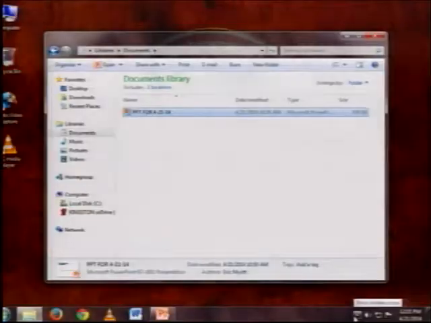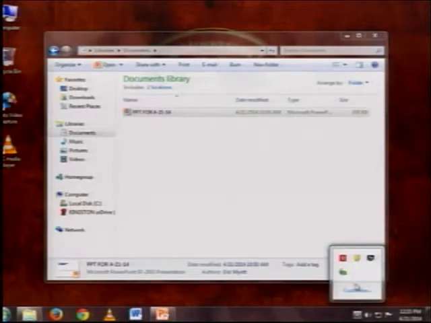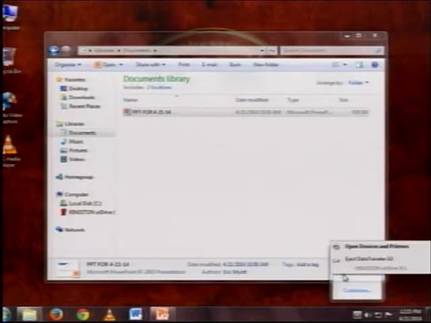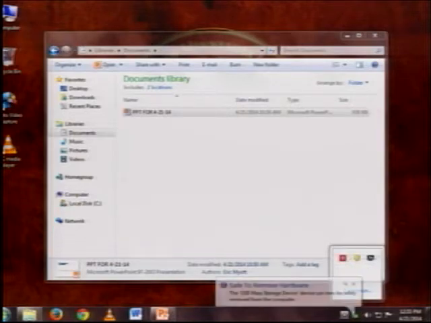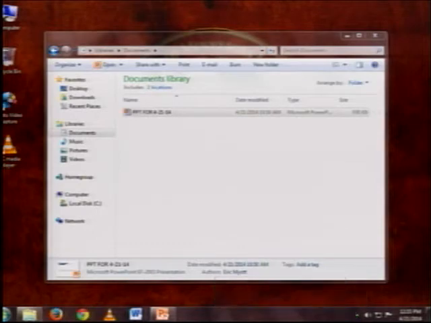Now, take this one out. Simply remove, eject. Okay. Now I'll do yours. I don't know what I'm doing.